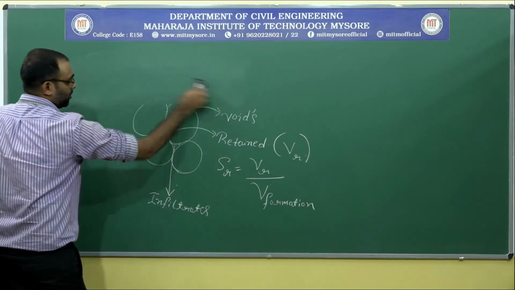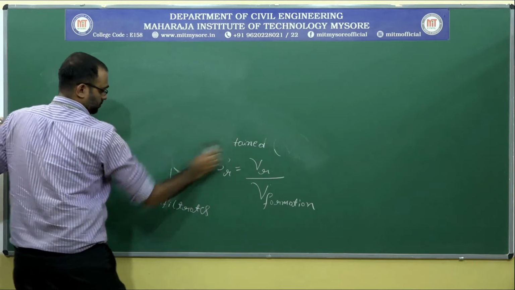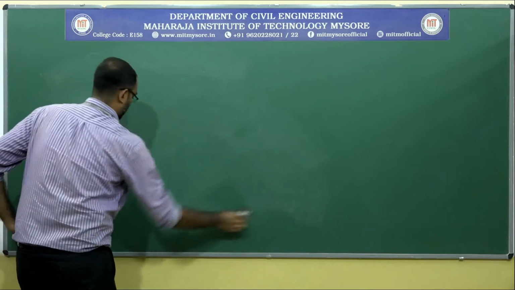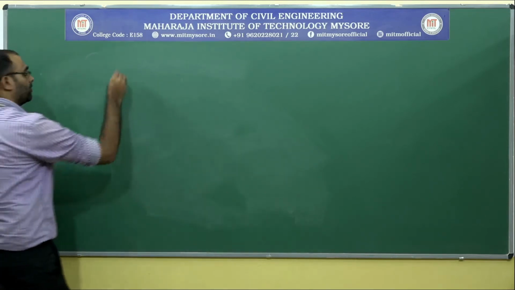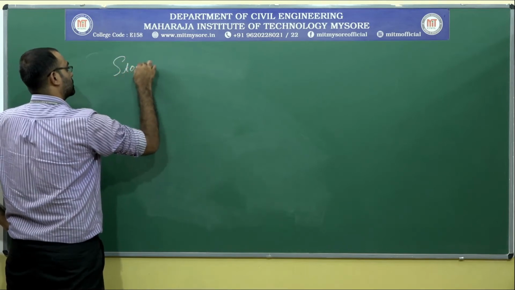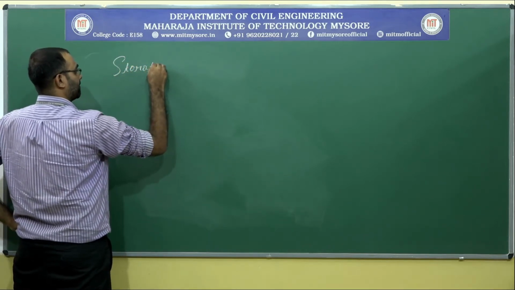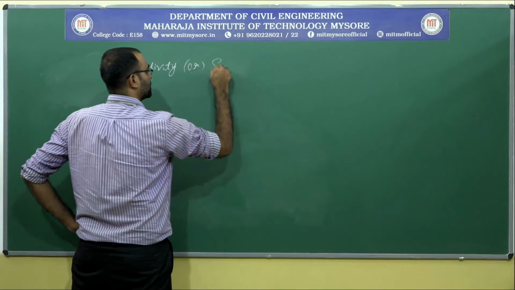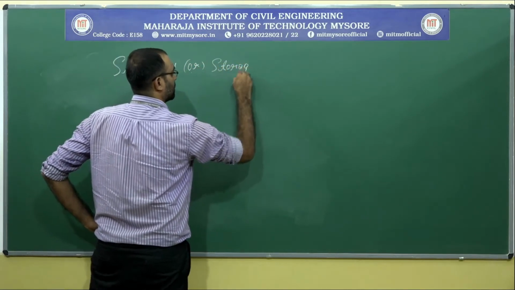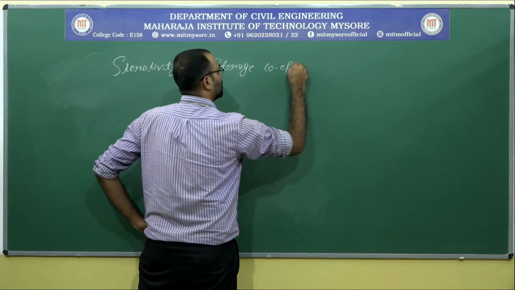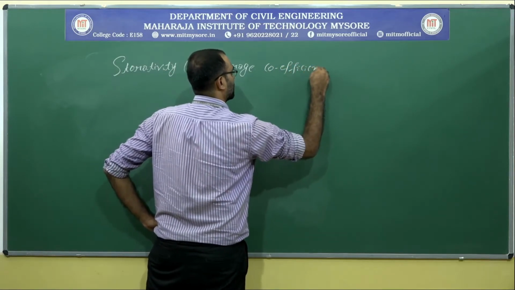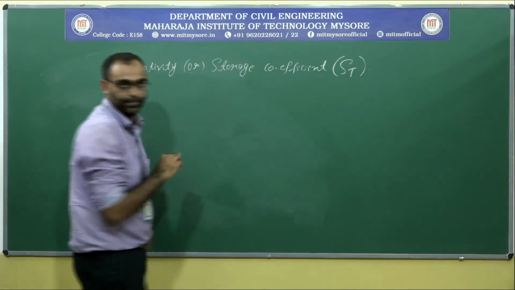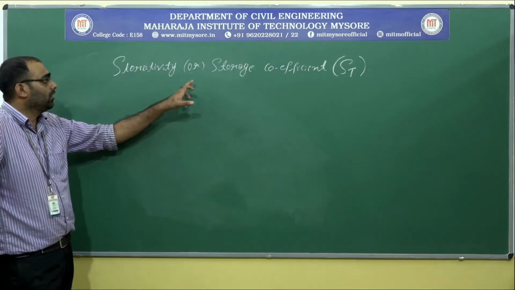Let's go to the next measurable property of an aquifer. The next measurable property of an aquifer is storativity, or is also called storage coefficient, and that is indicated by the symbol ST. Okay, storage coefficient or storativity.